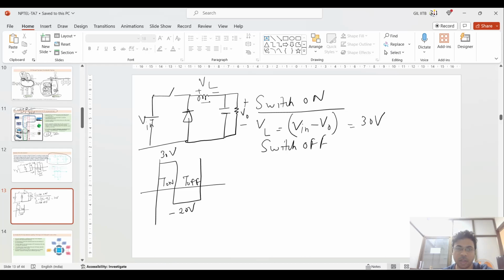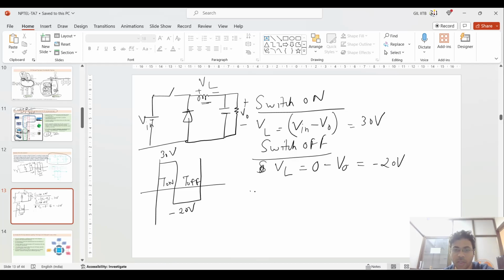Same when the switch is off, the energy stored in this inductor will freewheel through this diode. So when the switch is off, the voltage across the inductor will be 0 minus V output, which is given as minus 20 volt.